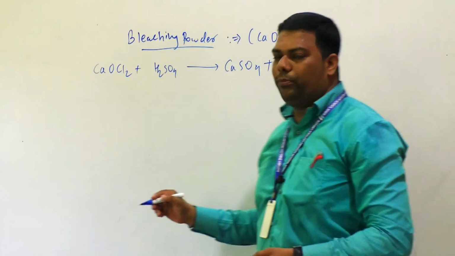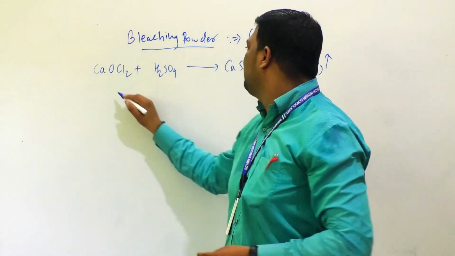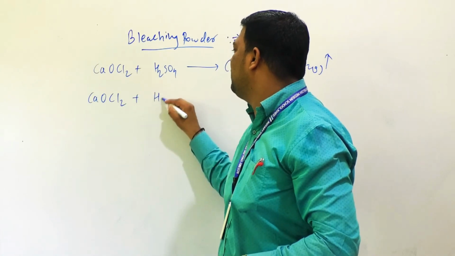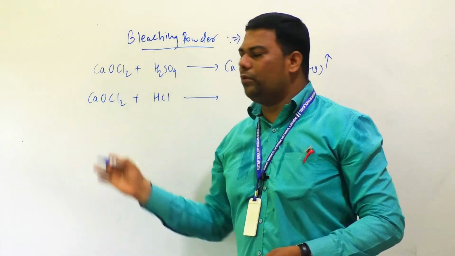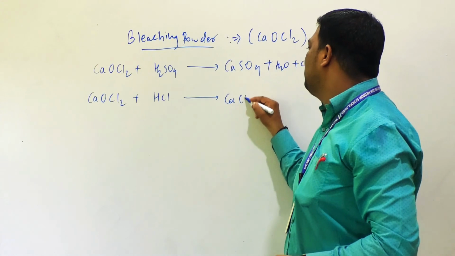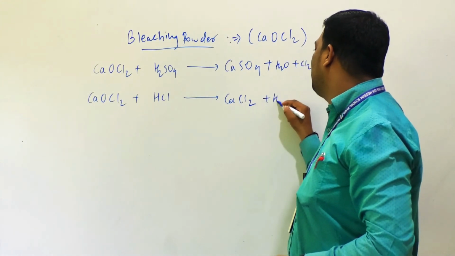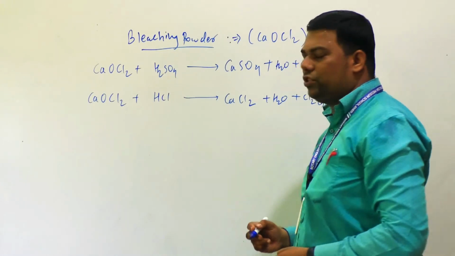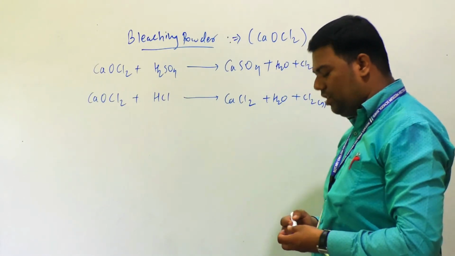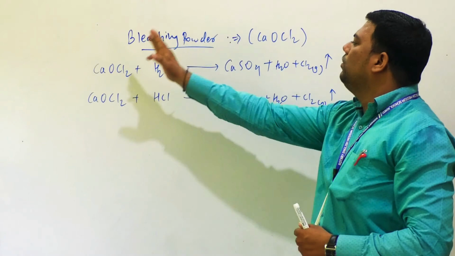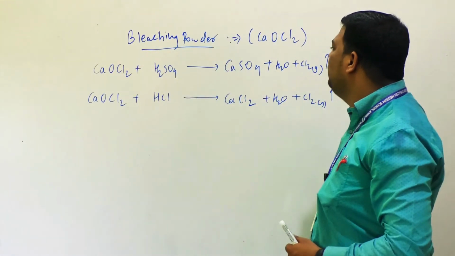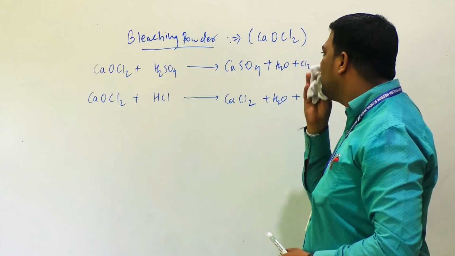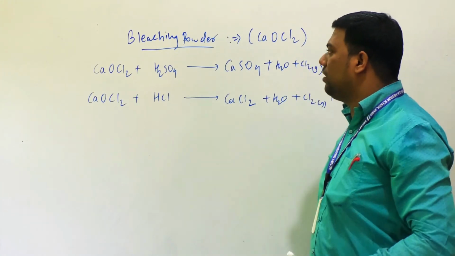Now suppose bleaching powder reacts with dilute HCl. Obviously you will get CaCl2 plus H2O plus Cl2. So these are the two main important reactions here. We can balance them also. Yes, our reaction is balanced.